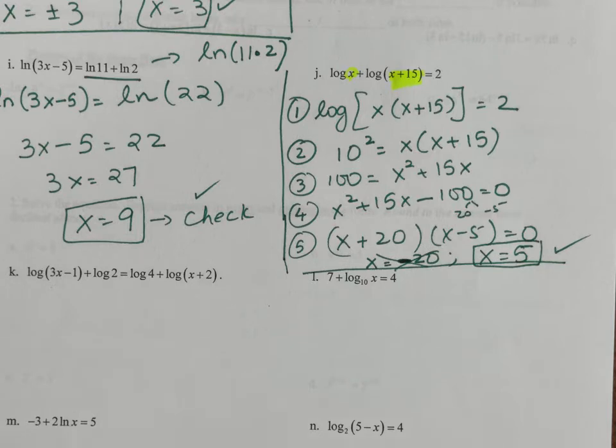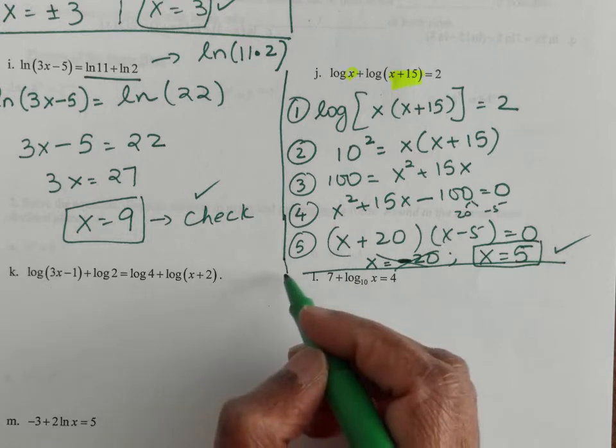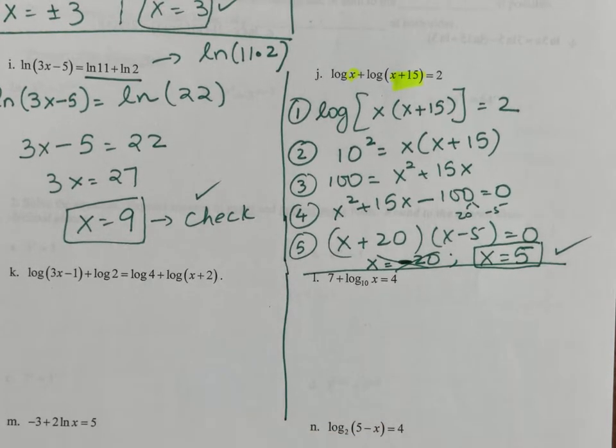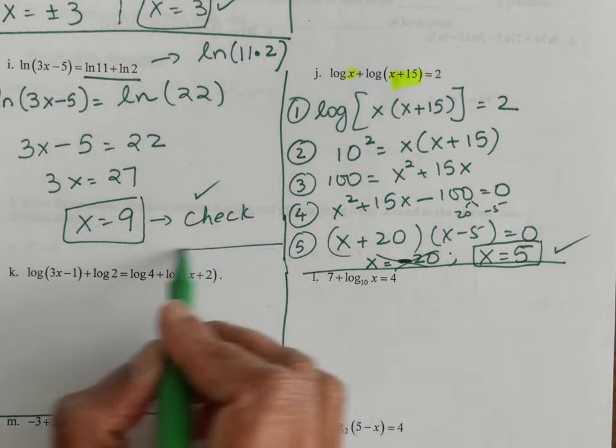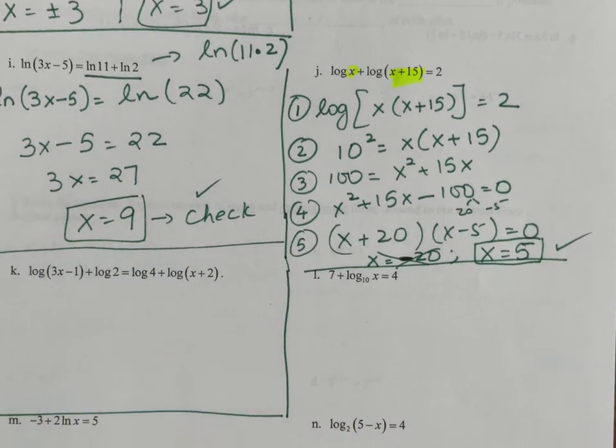Okay, let's go ahead and do as many as we can. Let's do K, L, M, and N. Well, let's do all four. Let's do one at a time. Let's do K first. Let's just discuss K before I let you guys work.